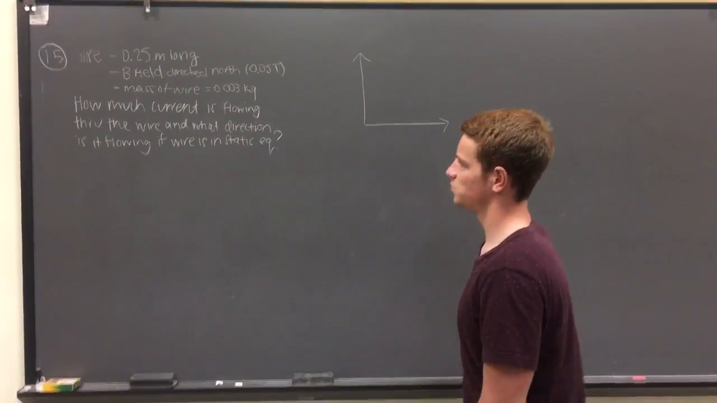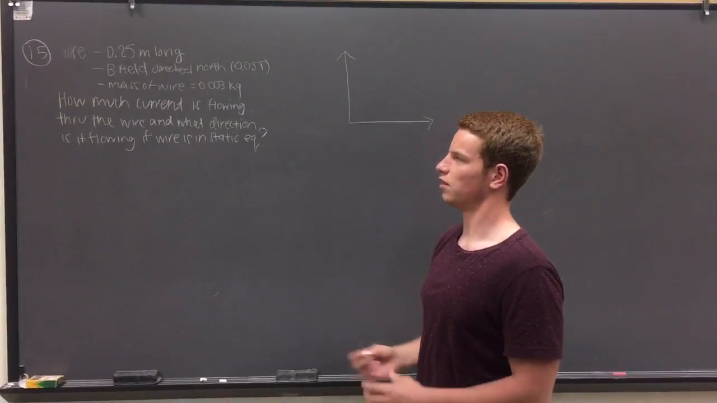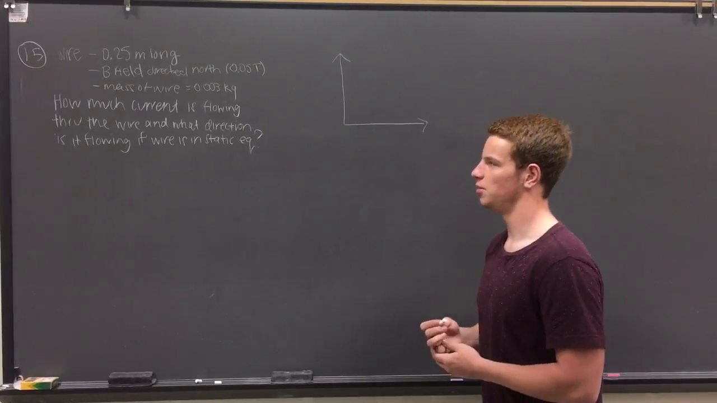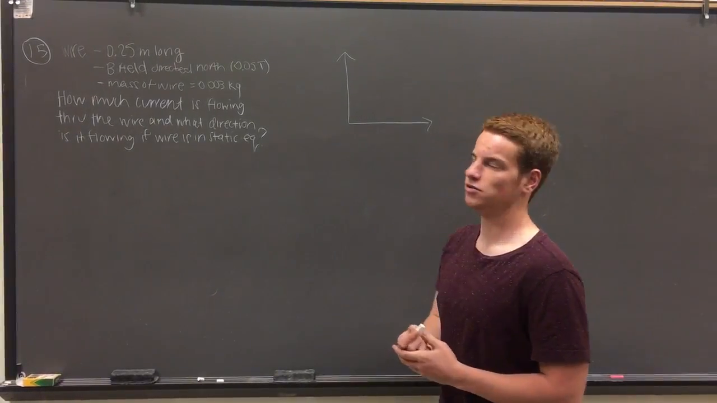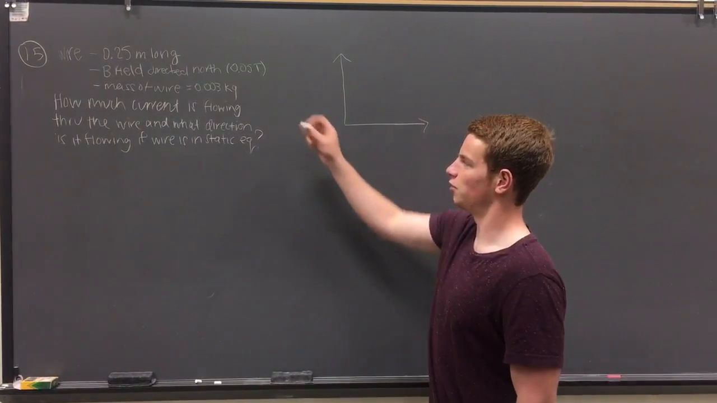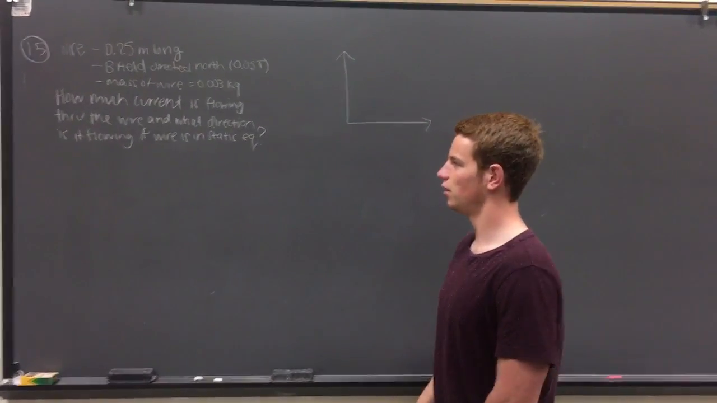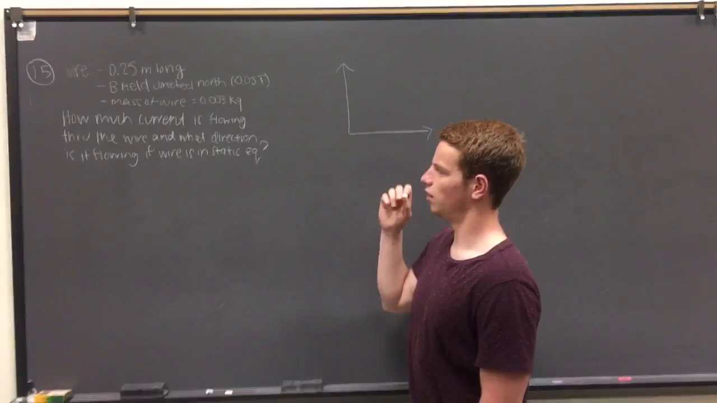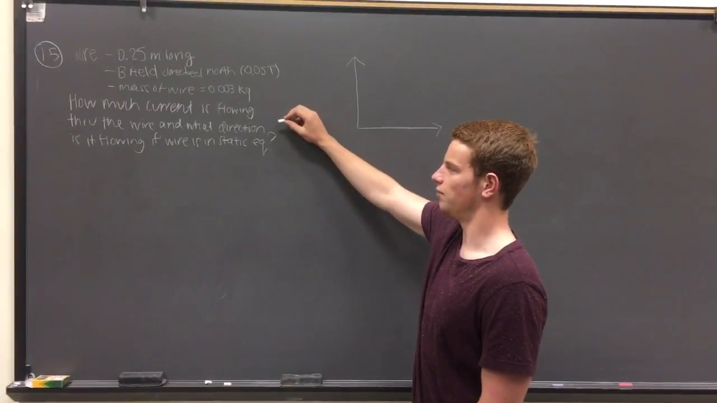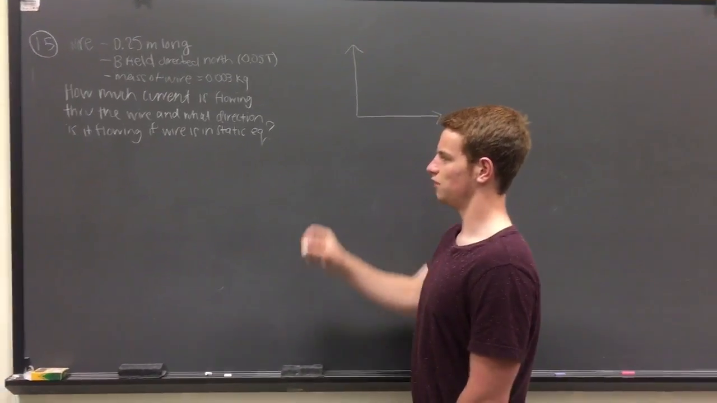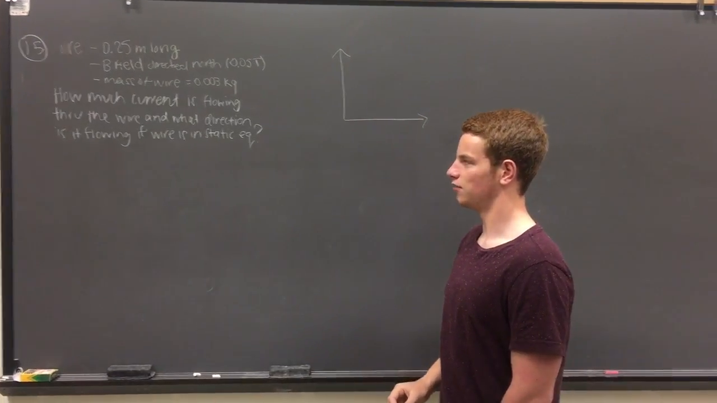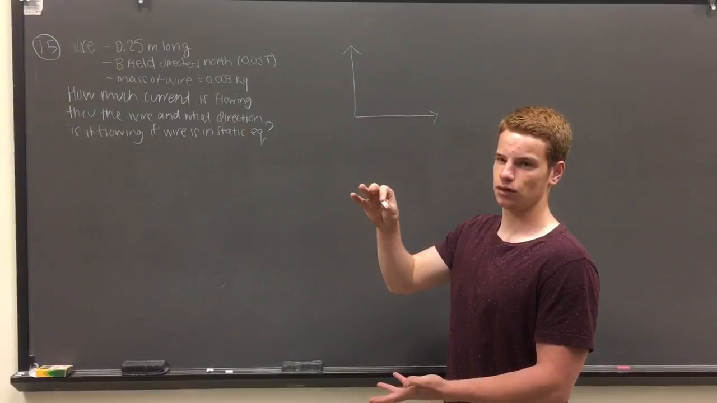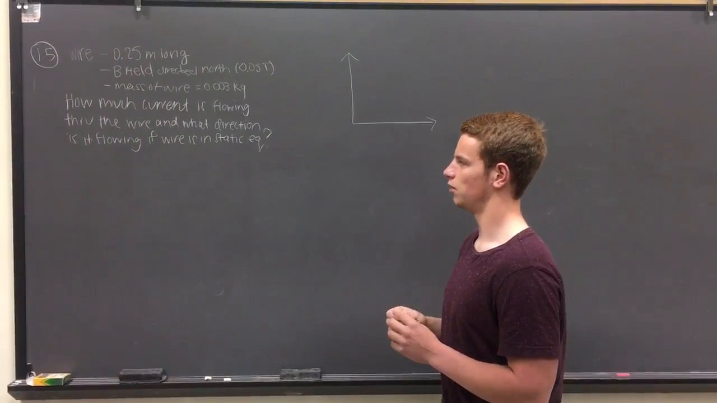Alright, so today we have this problem that we have a wire of length 0.25 meters that is experiencing a uniform magnetic field that is directed north and has a magnitude of 0.05 teslas. We know the mass of the wire is 0.003 kilograms, and we're determined to find out how much current is flowing through the wire and what direction it's flowing in if the wire is in static equilibrium. Because since this wire is also experiencing a magnetic field, it's going to be floating. So we'll get to that in a minute.